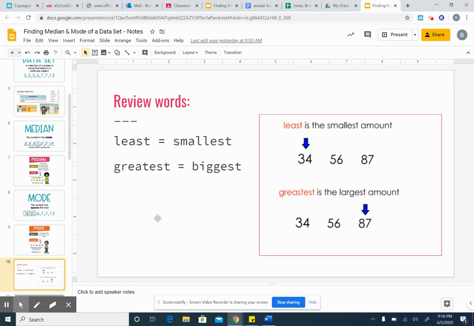Okay, so let's review least and greatest. Least means smallest. Greatest is the biggest. So in this data set, we have 34 is the least and 87 is the greatest. Or it's the highest or the biggest.